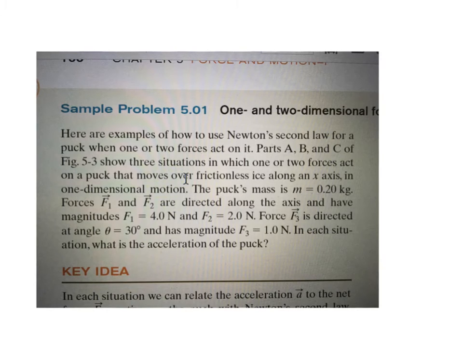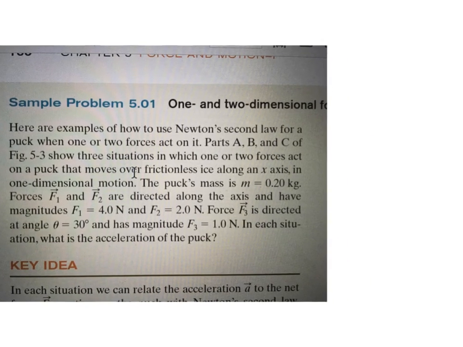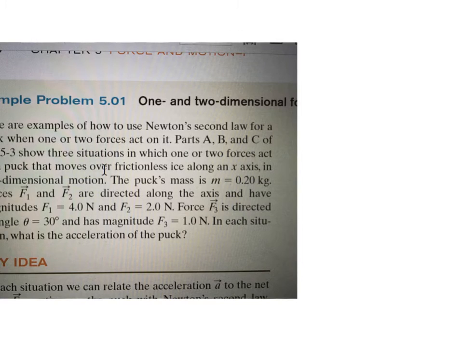Here it is frictionless. The puck's mass is given, the forces F1 and F2 are given, 4 newtons and 2 newtons. F3 is directed at an angle of 30 degrees, and its value is 1 newton. In each situation, determine the acceleration. Let me give you a quick diagram so you can see what I'm referring to. So here's the first diagram. In figure 1, we've got only a force acting on a puck. Okay, that's the entire diagram for figure number 1. The problem says, determine the acceleration of the object.